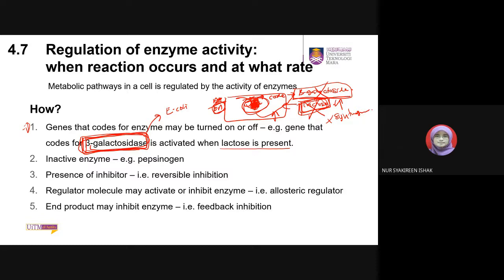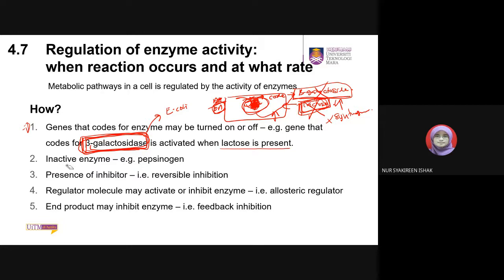So in order for a certain enzyme to be synthesized by a cell, mesti ada faktor yang menyebabkan enzim tu boleh dihasilkan oleh sel tu, dengan mengaktifkan gene untuk menghasilkan enzim tersebut. Faham? Boleh. So the second situation, it says here inactive enzyme.